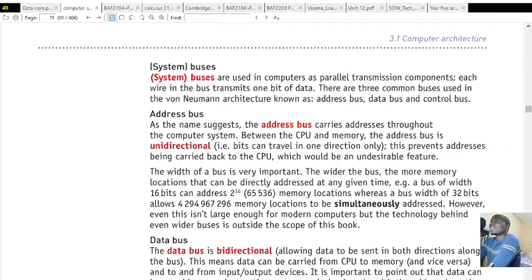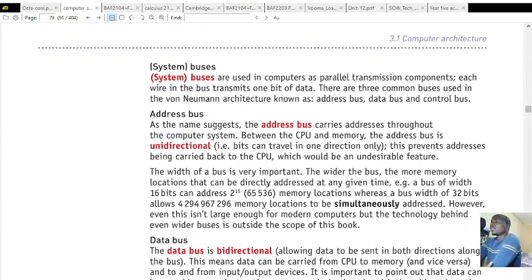Now, the address bus, as the name suggests, carries the addresses throughout the computer system. Between the CPU and the memory, the address bus is normally unidirectional. This is so as to prevent addresses from being ferried back to the CPU, which can be detrimental and can bring a lot of problems if they find their way back to the CPU.